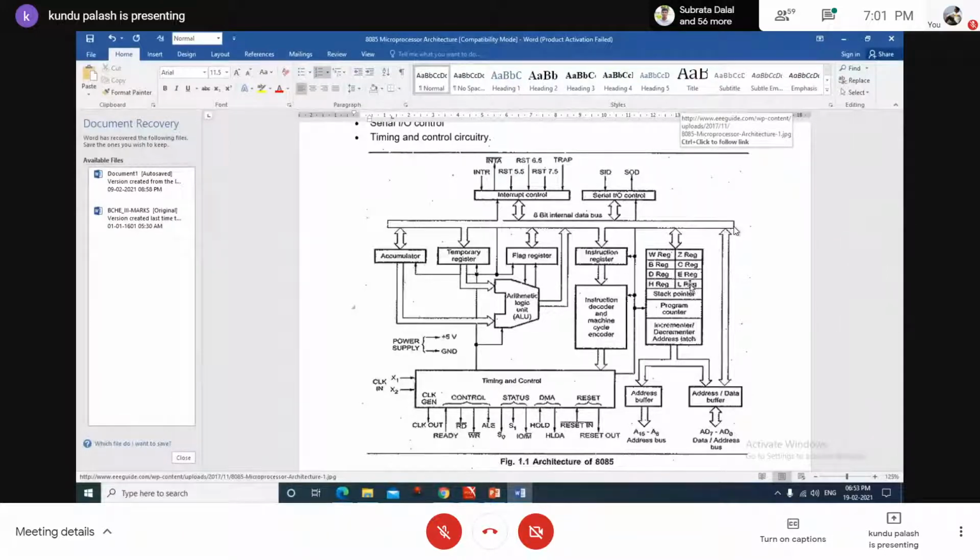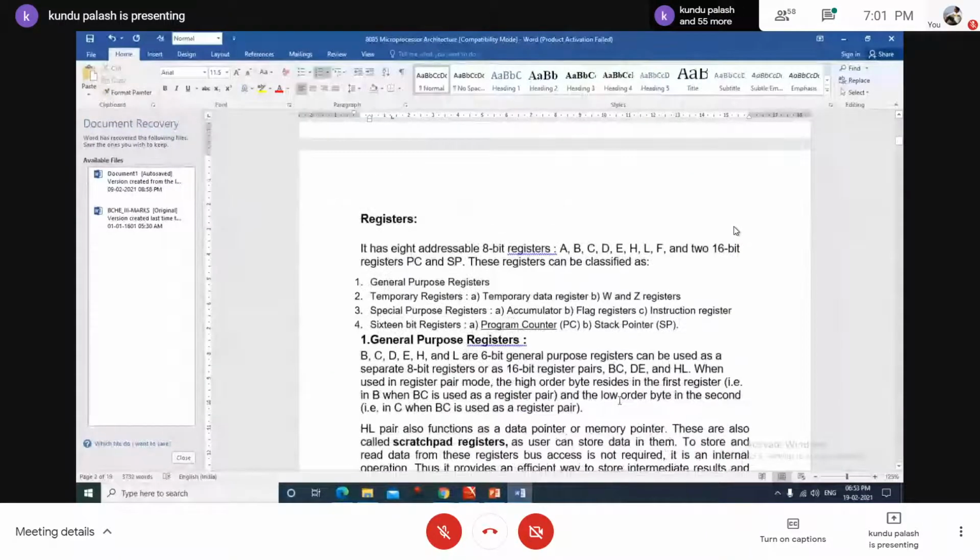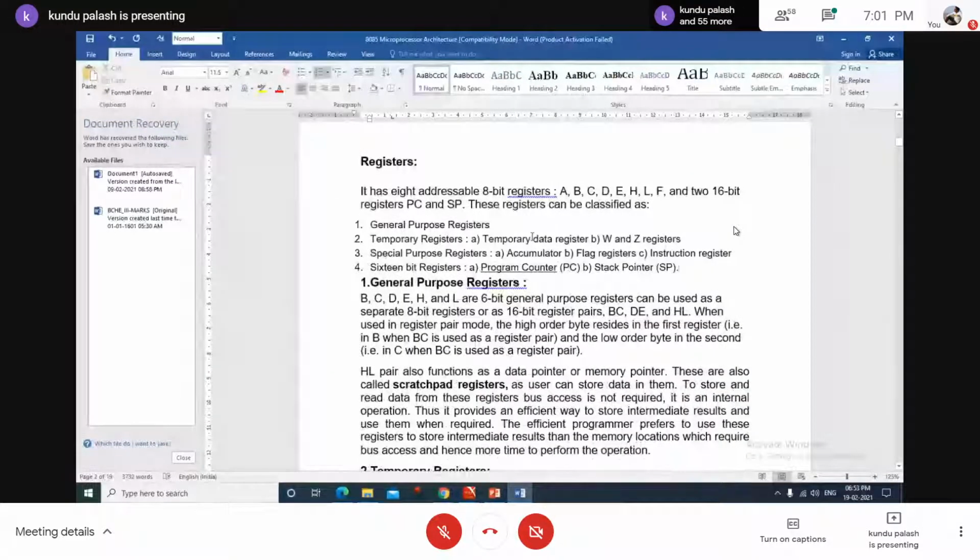Other than 16-bit registers or the two 8-bit pairs like BC, DE, and HL, they can also be used individually as 8-bit registers like B, C, D, E, H, L. So 6 registers are there. These are called the general purpose registers or GP registers.